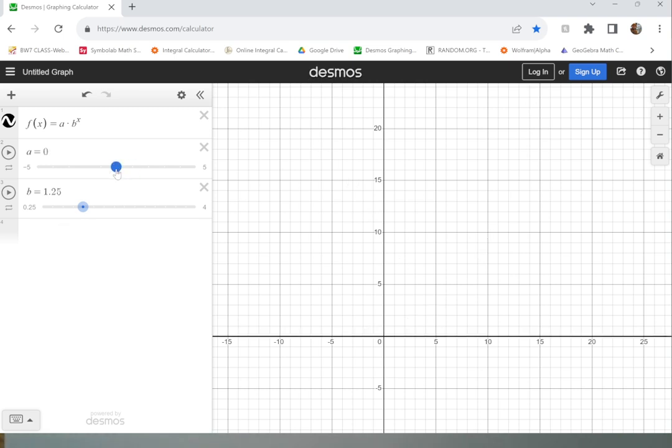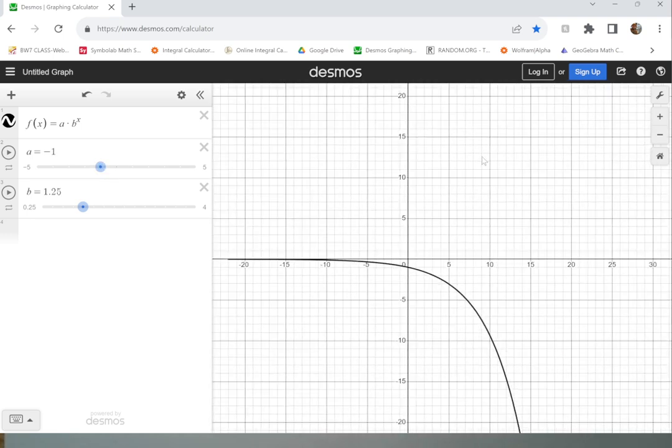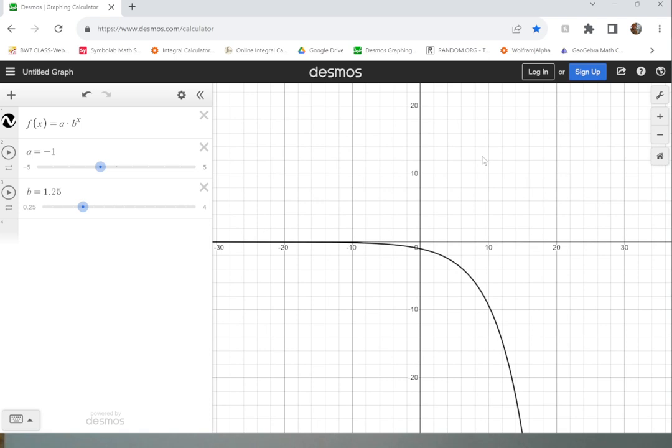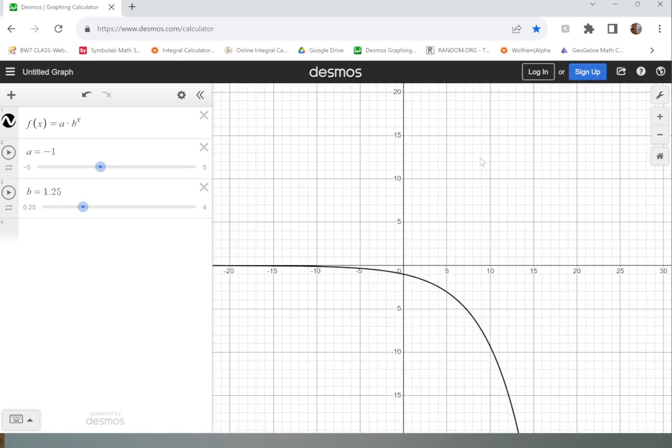Now when a is negative, it looks like this. It still has the same general shape. It's just reflected across the axis. It's kind of like growing in the negative direction, but still getting more negative.